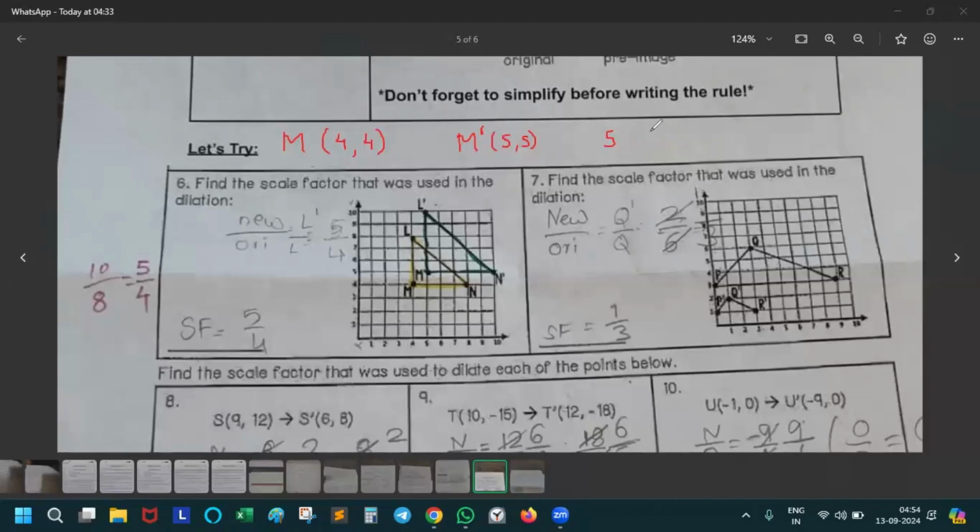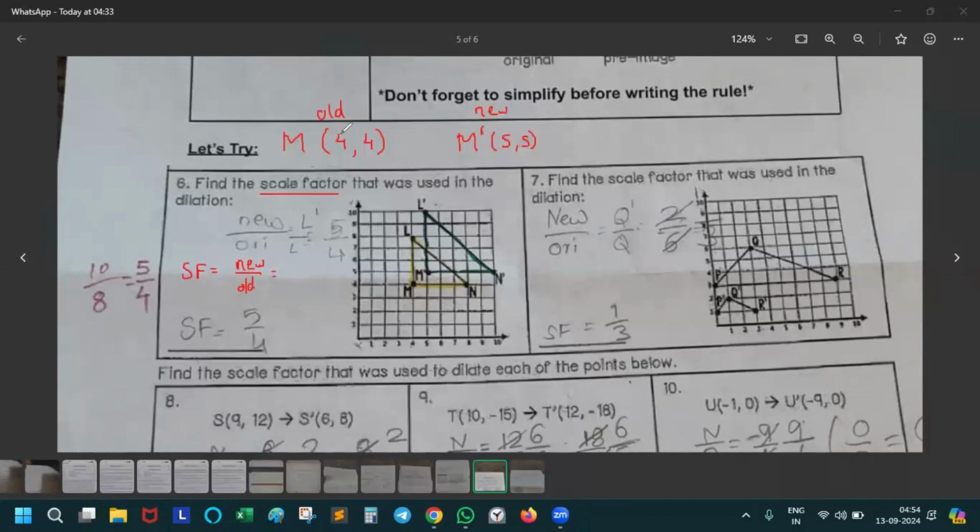Okay, let's actually take a step back. Which of these do you think is the old point and which of these is the new point? I think M is the old point because of the prime. Right? And therefore this is the new, right? Yeah. Okay. Now the scale factor is given by the new point divided by the old point.